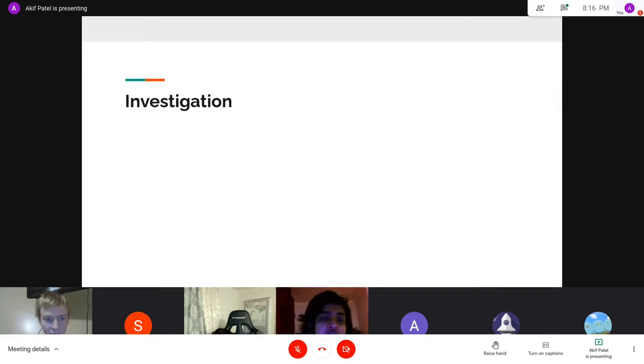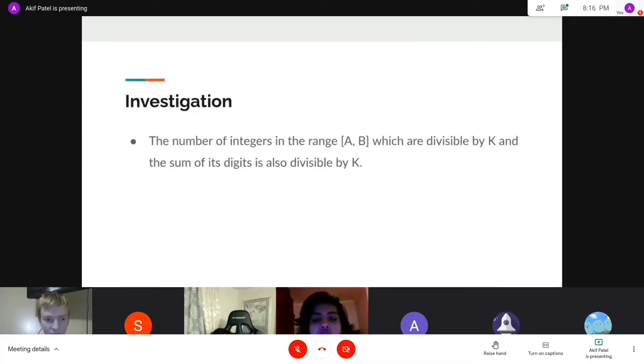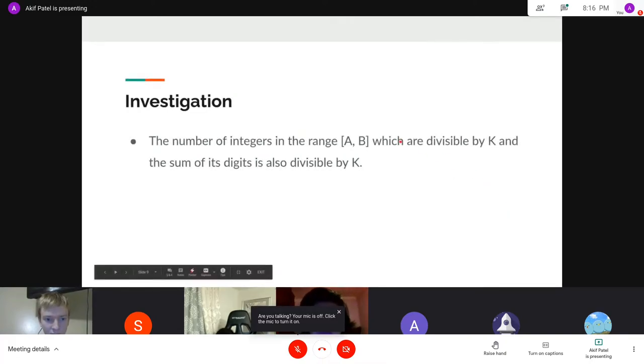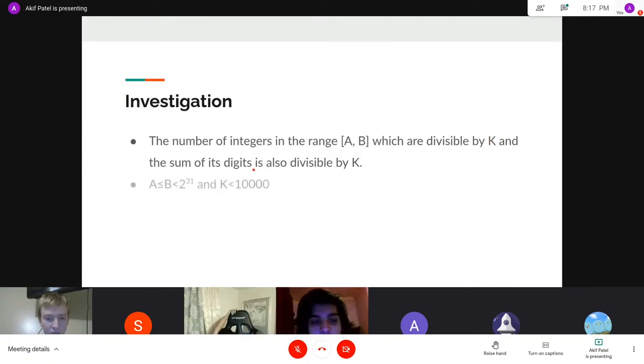This is going to be very similar to the last problem. It'll just build on top of it. We want the number of integers in the range A to B which are both divisible by K and the sum of its digits is also divisible by K. Here again, A and B are big. In this case it's not 10 to the 18th, it's 10 to the 9th. That's just how the problem had it. And K goes up to 10,000, okay?